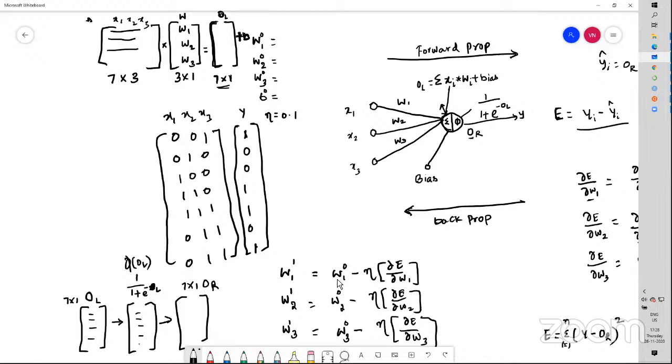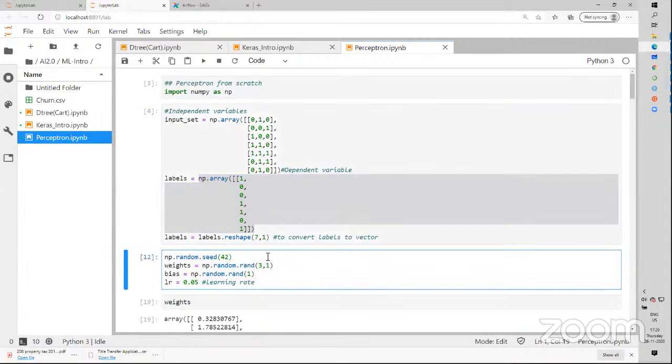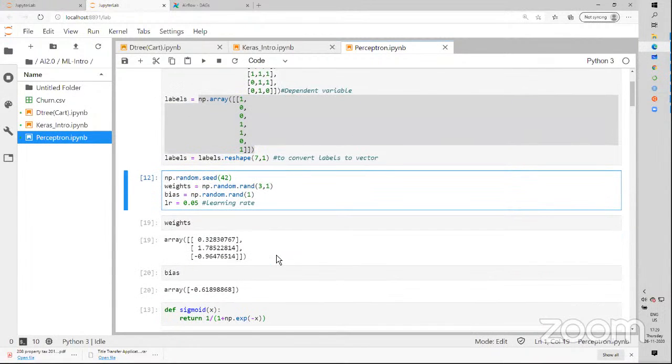Let's write that forward prop first. So I created my input set, which is a matrix of size 7 by 3. My output is 7 by 1. This is the required output. This is the original output that we want. We will use it in the error term later. Okay. Now I need to initialize 3 weights, W1, W2, W3, right?